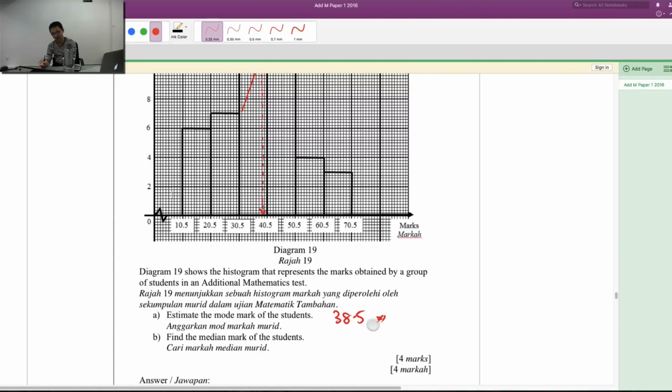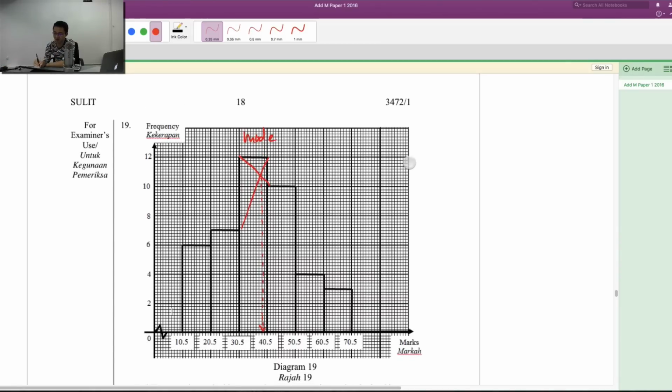Okay, median mark is a bit tricky here. It's because you know about the median formula, right? So for the median boundary formula, it will be lower boundary of the median class plus n over 2 minus cumulative frequency before the median class, over frequency of the median class, multiplied by class size. Okay, so first thing is I want to find the total frequency. So write down the numbers and add them together. 6, 8, 12, 10, 4, 2.